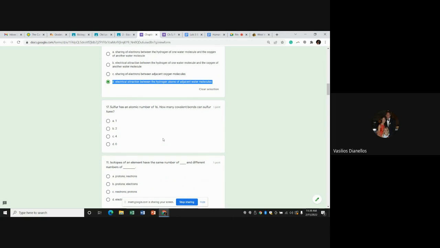So if sulfur's atomic number is 16, that means by definition it has 16 protons. Now, since we didn't say anything about it having a charge, that means it also has 16 electrons.